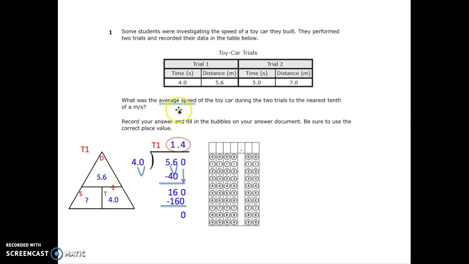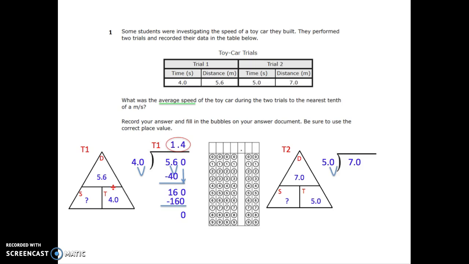But they're asking us for average speed, so we need to look at trial 2 as well. Same process, start with our triangle. Trial 2, solving for speed. Time, 5 seconds. Distance, 7 meters. Top dog goes in the house, so 7 goes inside the house. We are dividing 7 by 5.